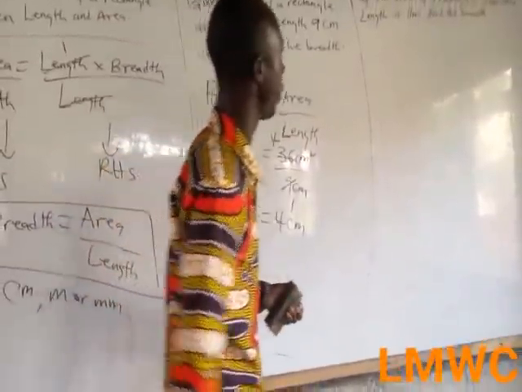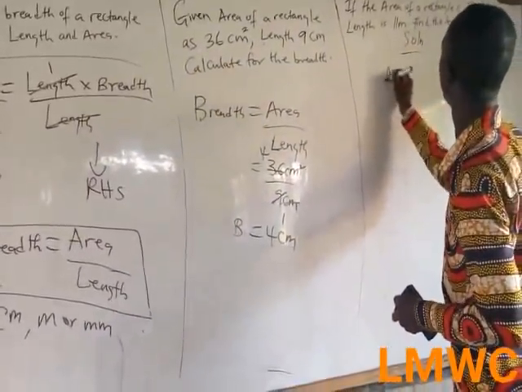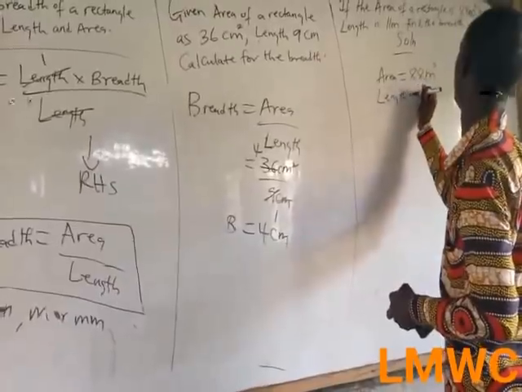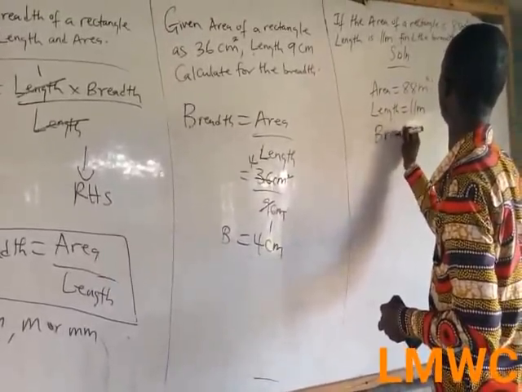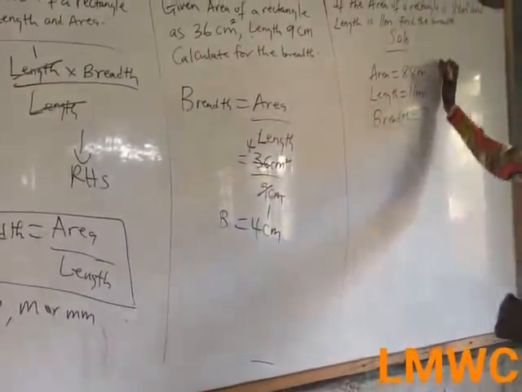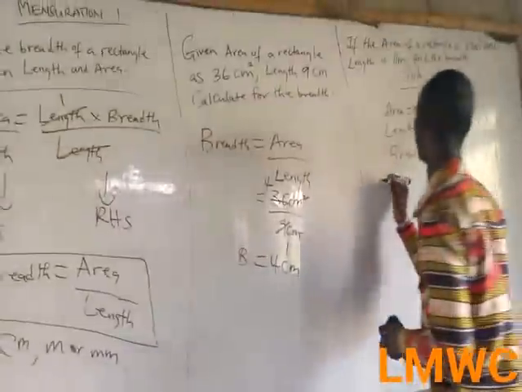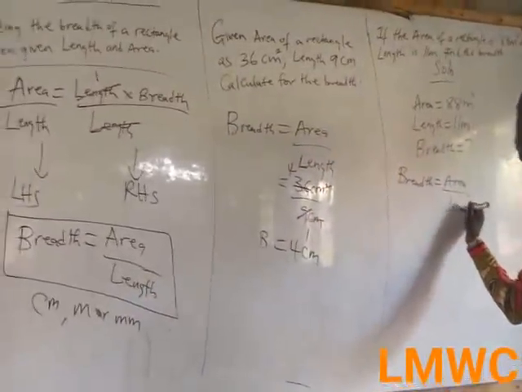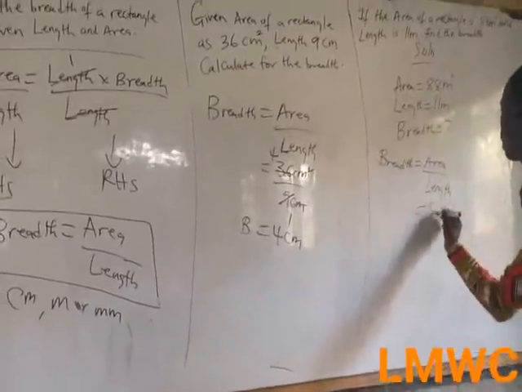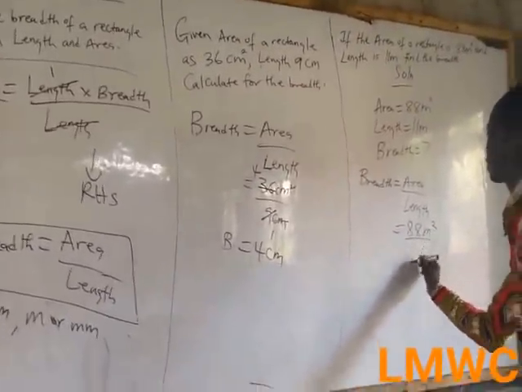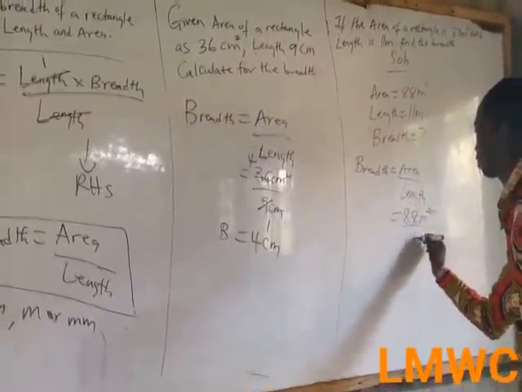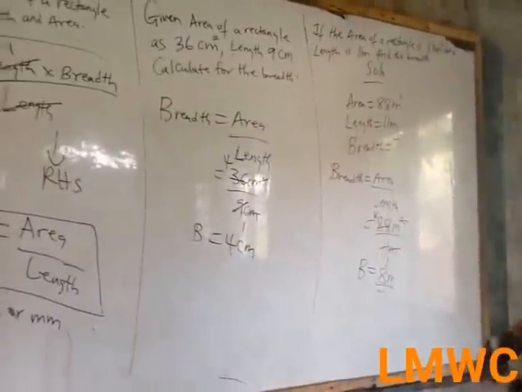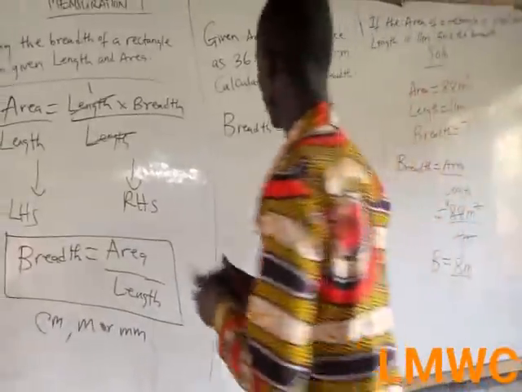Our breadth. Let's take the last question. We know area to be 88 meters squared and length as 11 meters. You have been asked to calculate breadth. You don't know. So you can write it down nicely like this. Now, the breadth. The breadth is area over length. What is the area? Area is 88 meters squared and length is 11 meters. This will cancel this. 11 goes here 1, 11 goes here 8. So we have B as what? 8 meters. Take note. So let's move on to our next heading.